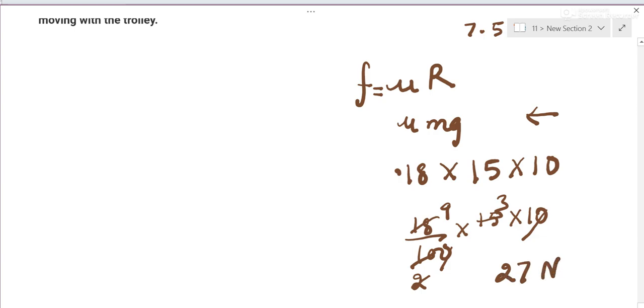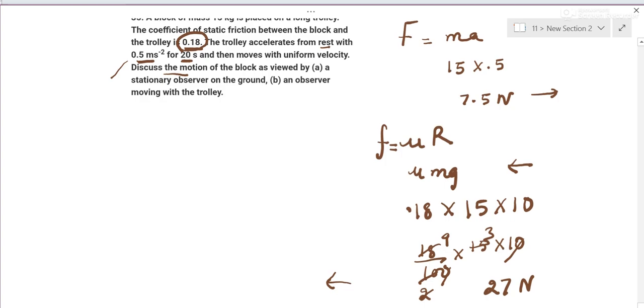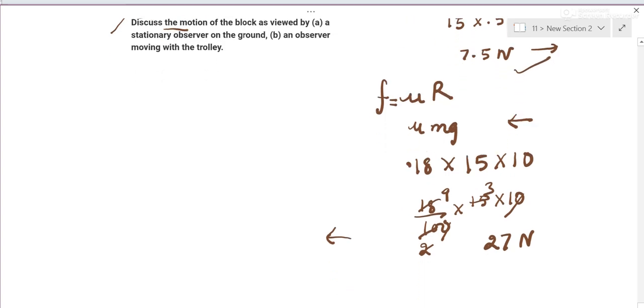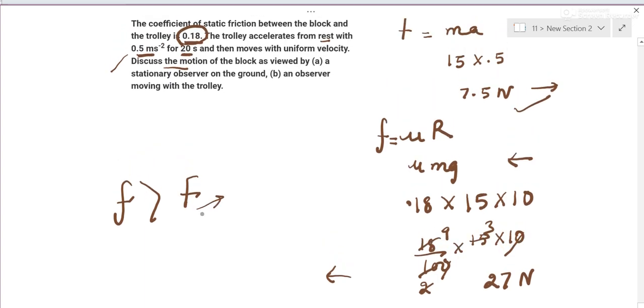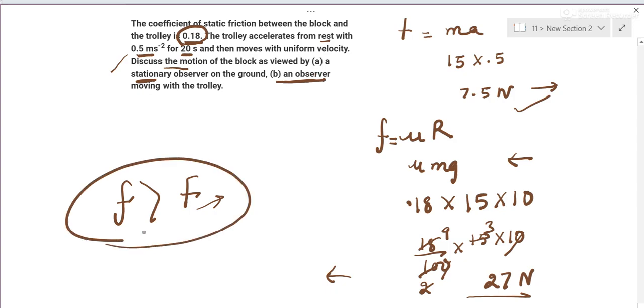This is friction. Friction is this way and this is the external force, the force on the block. So which is more? Friction is more than the force on the block, which is trying to move. Right, the friction is more, so the block will be stationary. To the observer, outside or inside the trolley, it doesn't matter, the block will be stationary.